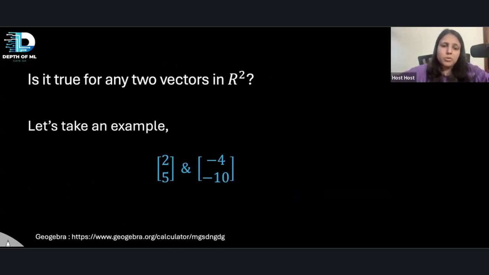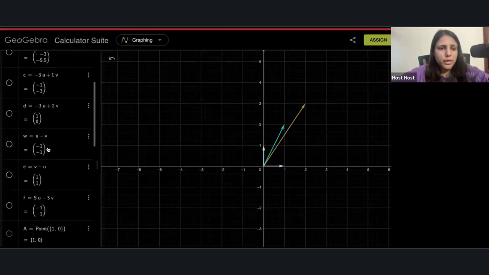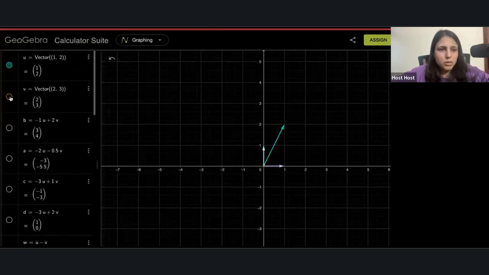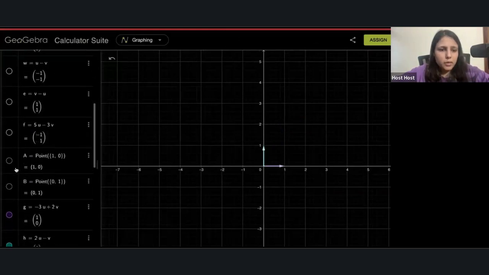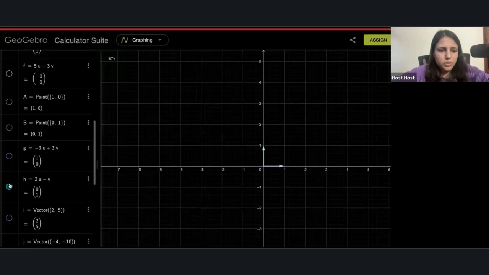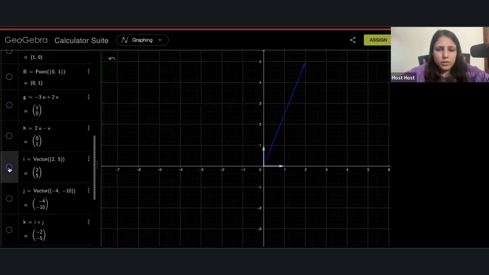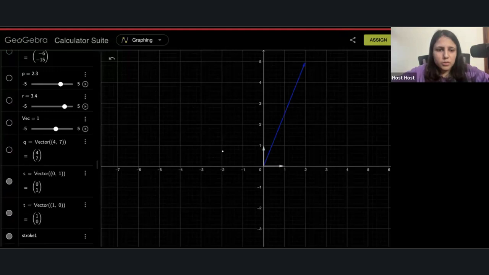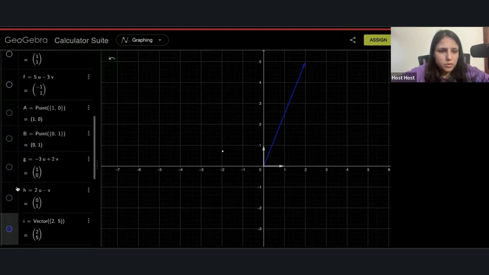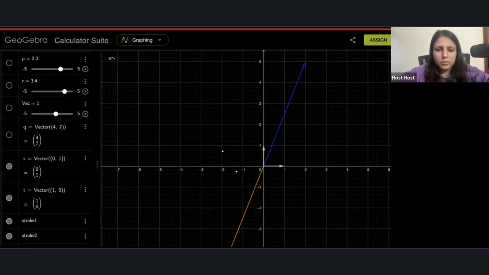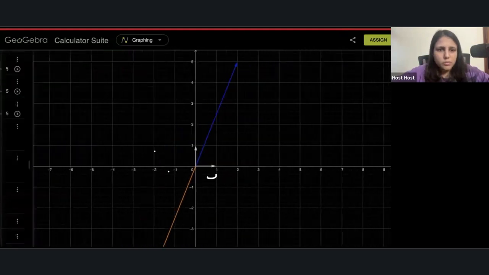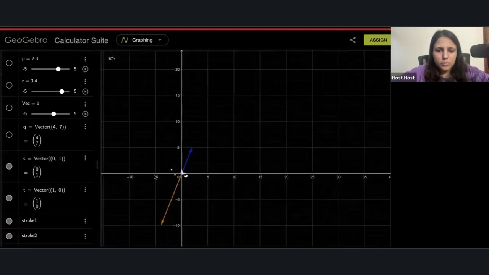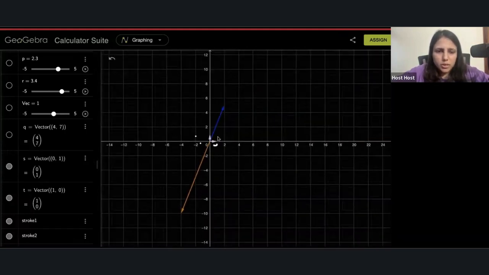Let's take an example, okay? So I am taking these two vectors, 2, 5 and -4, 10. Let's see what happens. I will also turn off these two vectors. Okay. So this is my vector 2, 5, and this is my vector -4, 10. Right? So you can visualize these two vectors.